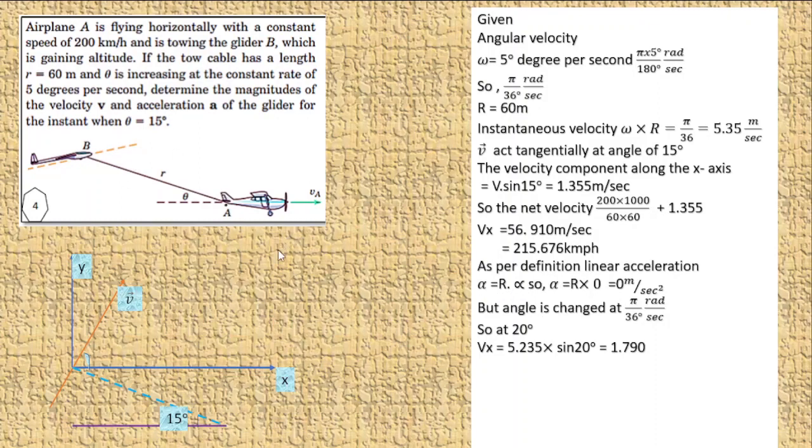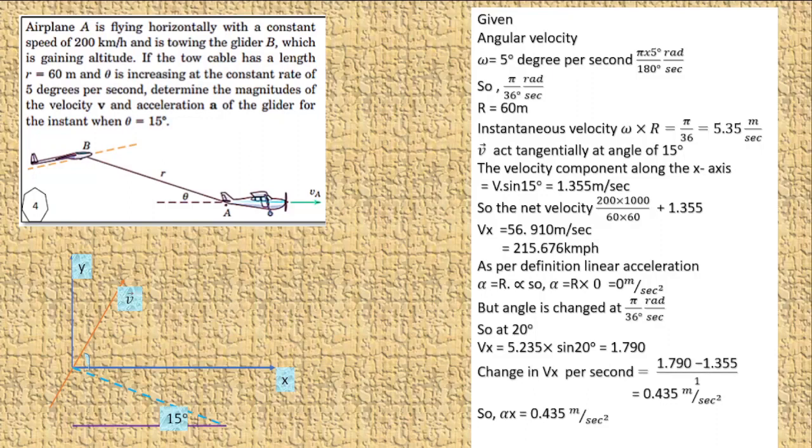But here, as you can see, the angle is changing, with pi over 36 rad per second, or 5 degrees per second. So at an angle of 20 degrees, v naught x equals 5.235 times sin 20 degrees. Here you can correct it yourself. It is not 20 degrees, it is 15 degrees, and we can multiply the values, and we will get 1.790.